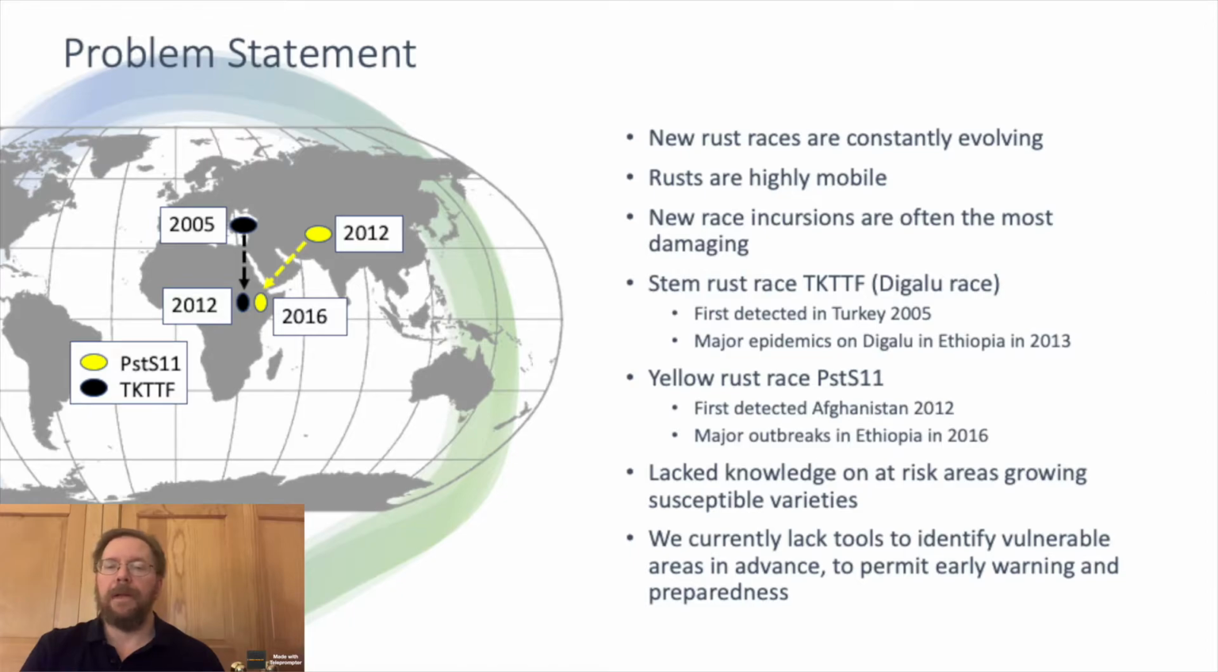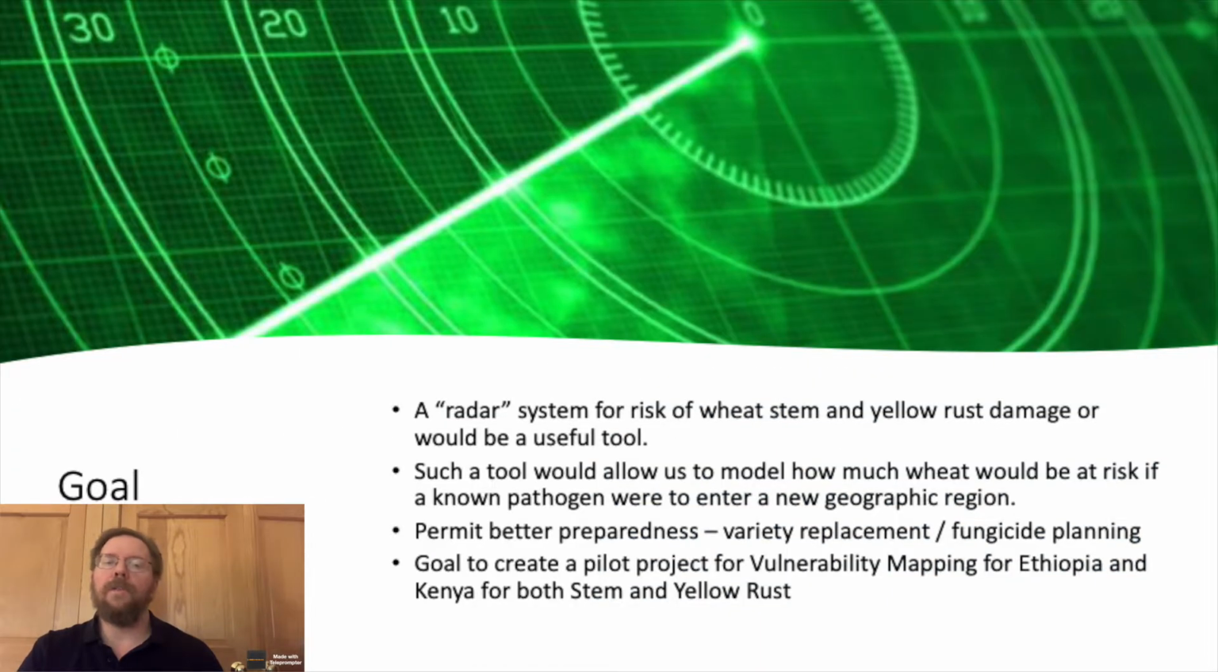From these events, it was seen that a tool that could model the host pathogen interaction for both stem and yellow rust could make a large difference to how the BGRI community could manage and deal with this situation. So on the next slide, you'll see that the goal of this pilot project would be to create a radar system for risk of stem and yellow rust damage to wheat in any geographic location.